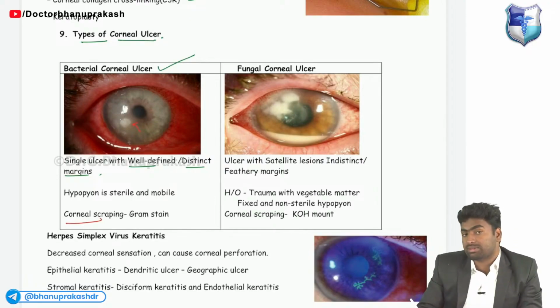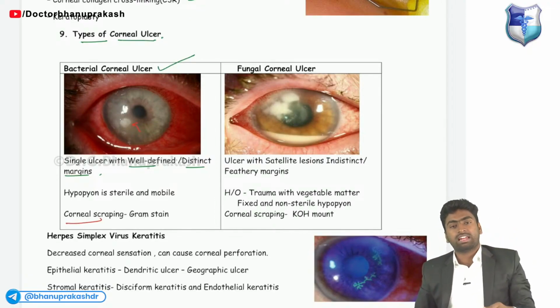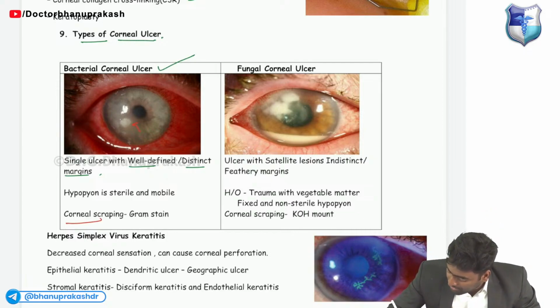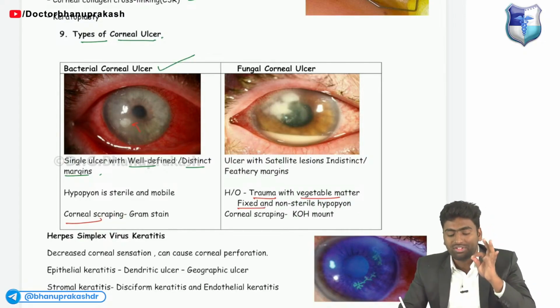You need to find the organism, right? You will do corneal scraping and you will do gram staining. Whereas if you get a history of a farmer with a history of trauma with vegetative matter.